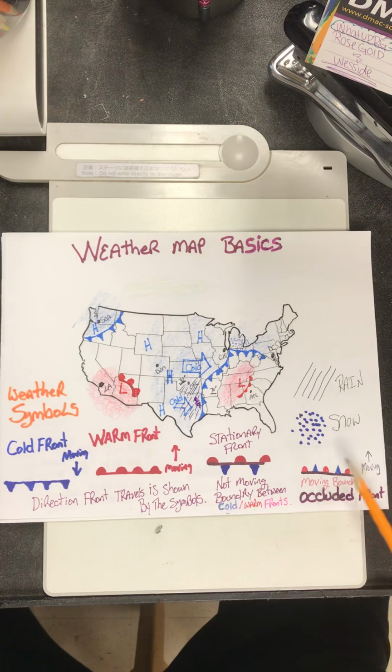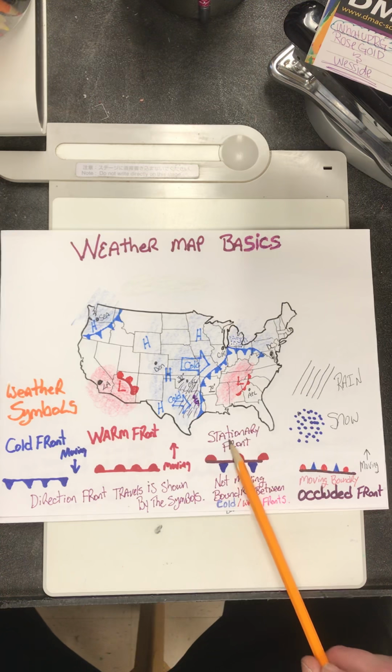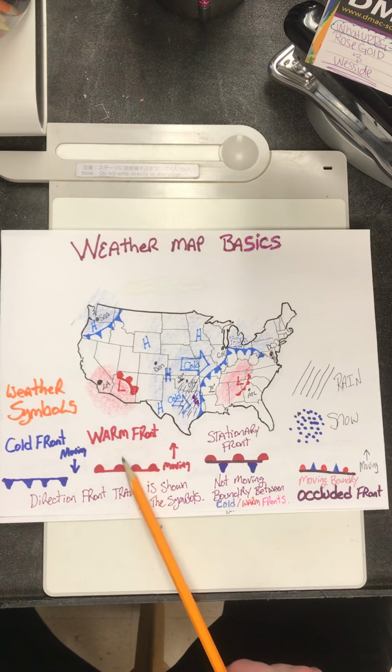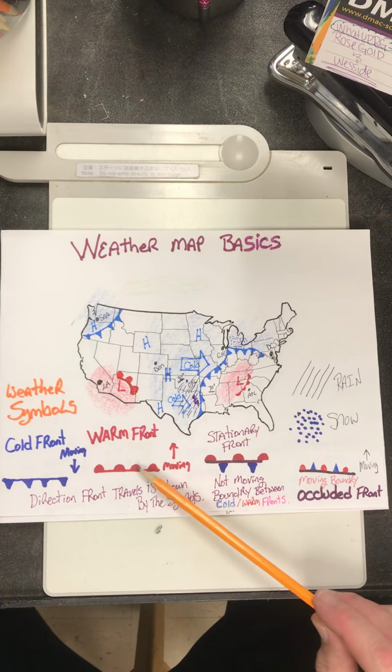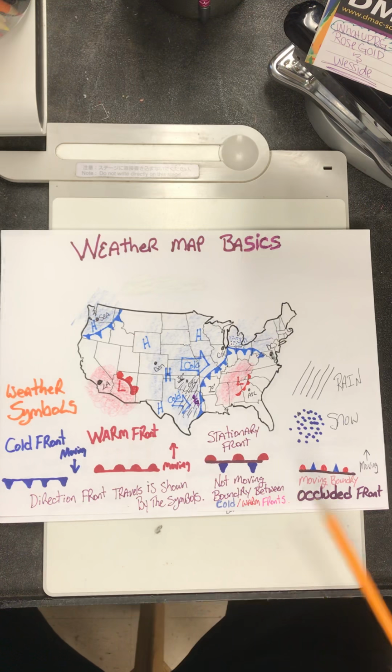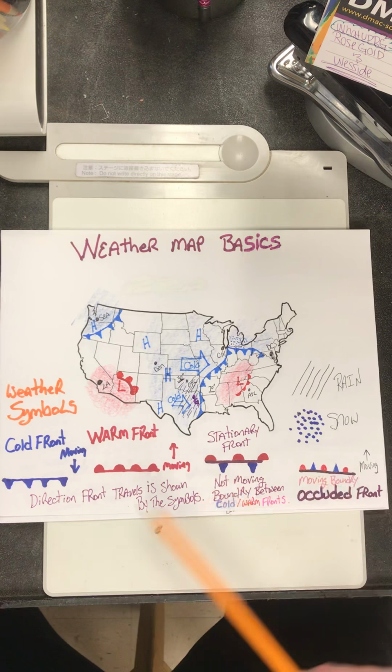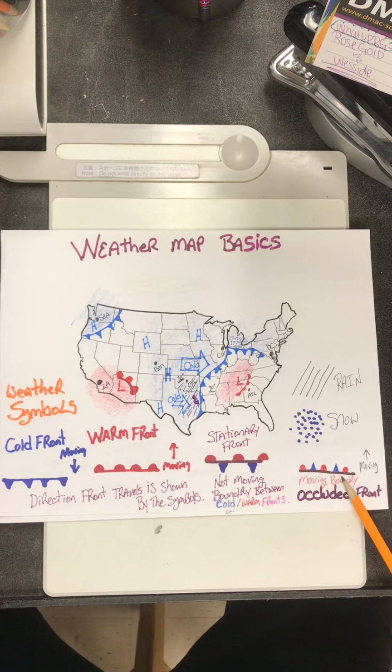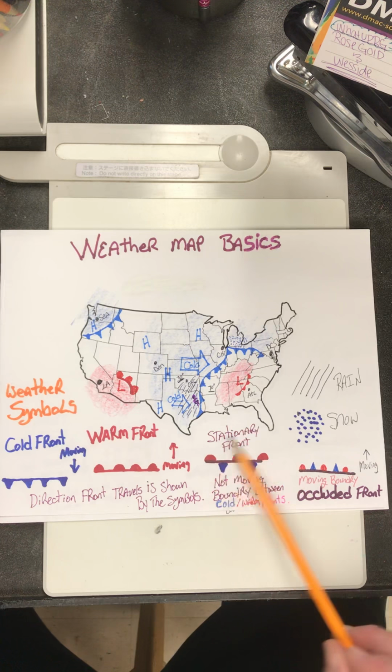Okay, so that's your basic terminology: occluded front, stationary front, cold front, and warm front. They're moving in the direction that the little symbols on the line point, and occluded means a moving boundary between two air masses. A non-moving boundary is stationary, just like the name.